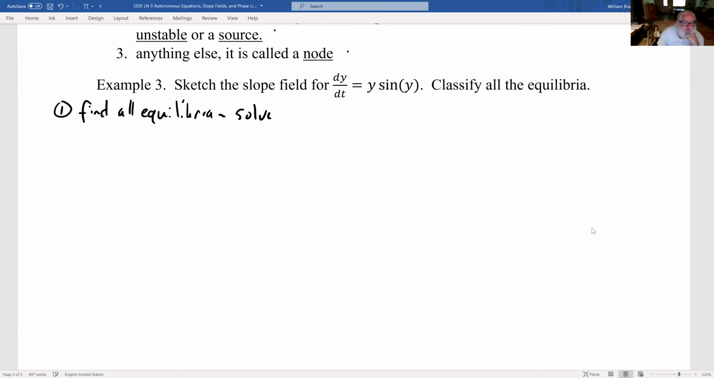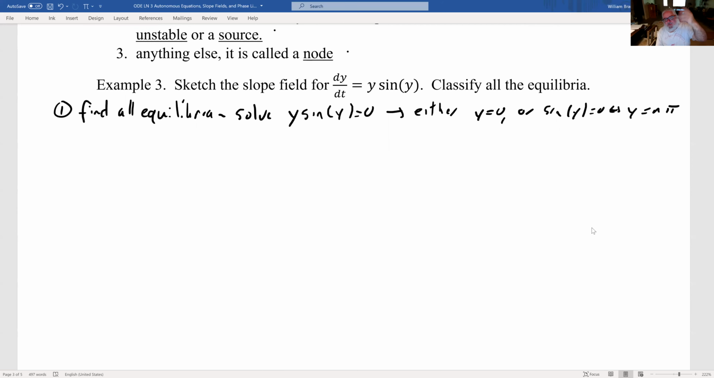So the first thing to do is find all equilibria, and we do that by solving y sin y equals 0. So either y equals 0 or sin y equals 0. And this last case is y equals nπ, where n is some integer, whatever integer you want. So π, 2π, 3π, 4π, 5π, right?